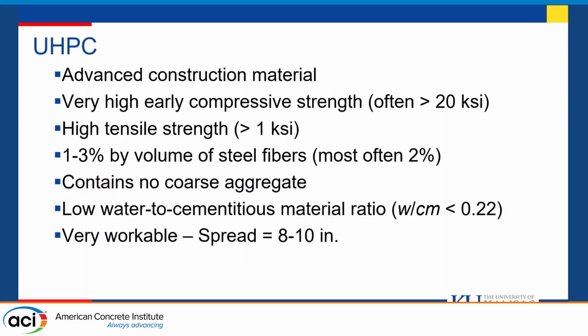So what is ultra-high performance concrete? It is an advanced construction material which has very high compressive strength, often greater than 20 KSI, and high tensile strength, greater than 1 KSI. It has 1 to 3% by volume of steel fibers, and the most commonly used volume is 2%. It contains no coarse aggregate. It has a low water to cementitious material ratio, generally less than 0.22, and it is very workable. It has a spread of 8 to 10 inches.